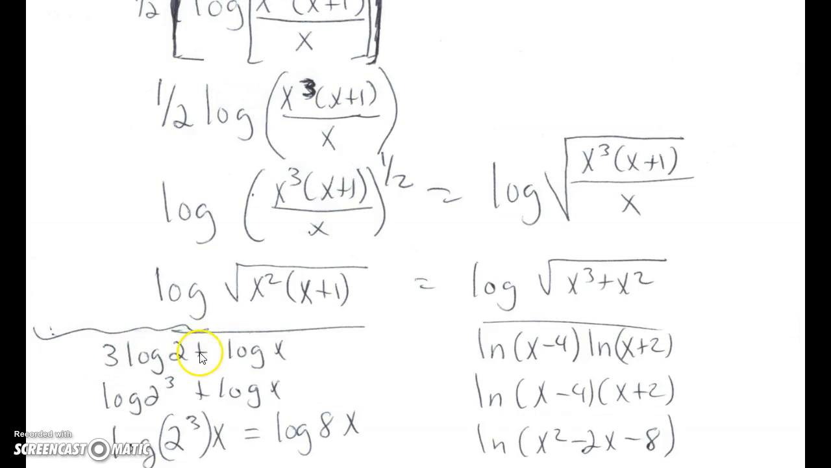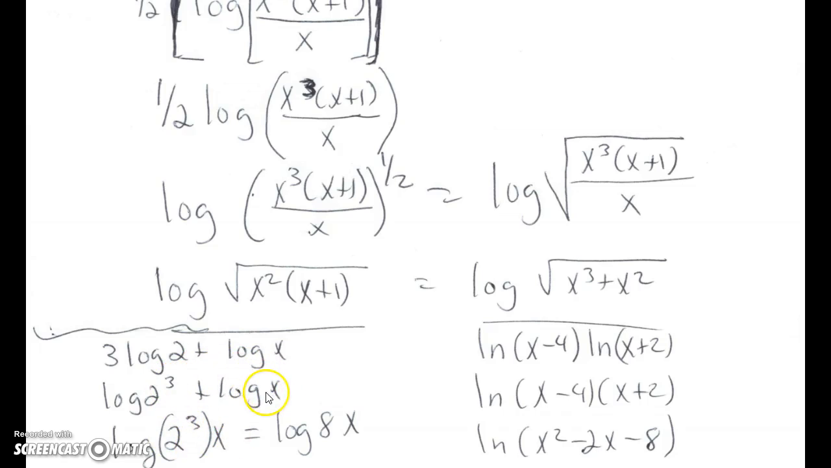3 log 2 plus log x. This is a common log, base 10, obviously. Notice I'm going to put this 3 back up here, so I have the common log of 2 to the 3rd power plus log of x. Okay, so remember, this is addition of individual logs. I can take these individual logs and make these factors in a single log, okay?